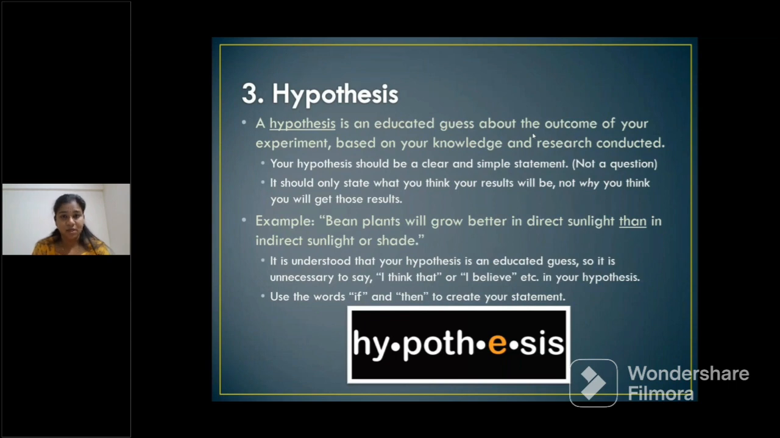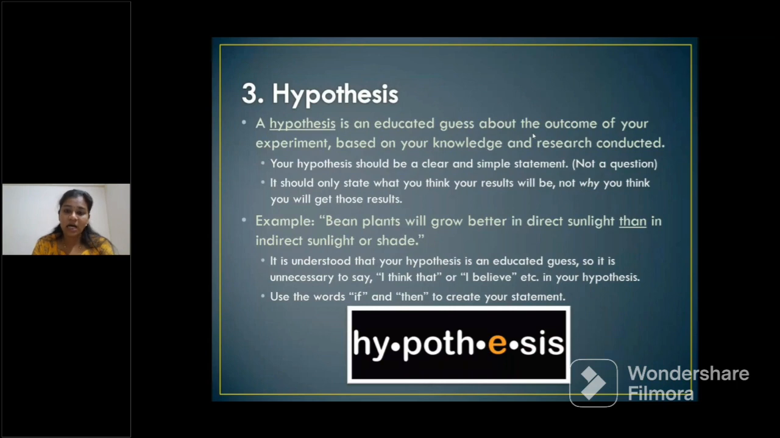You need to be firm, either this side or that side. It should only state what you think about your results. You cannot confirm that this is 100% or 200% sure that this is something that is going to happen. You just have to state it, because many times a hypothesis can be defied and we can move further as well. For example, bean plants will grow better in direct sunlight. So earlier we had an example which stated a question: will bean plants grow in direct, indirect, or a shady area.